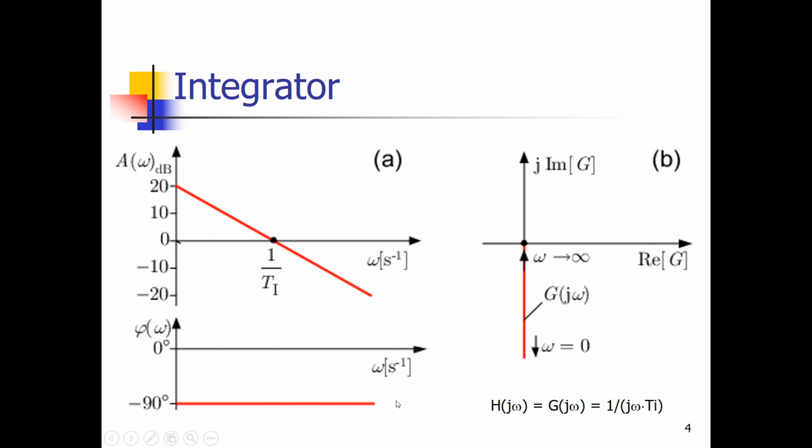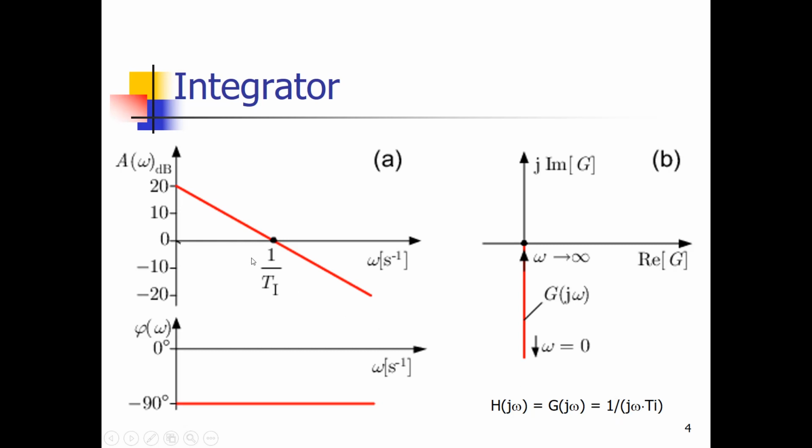We can also draw the Nyquist plot, and then we look again at this transfer function, and we see that the phase is always minus 90 degrees for all omega values. So we have a Nyquist plot which is always on the minus 90 degrees axis, so the negative imaginary axis, which can also be seen directly from this transfer function.